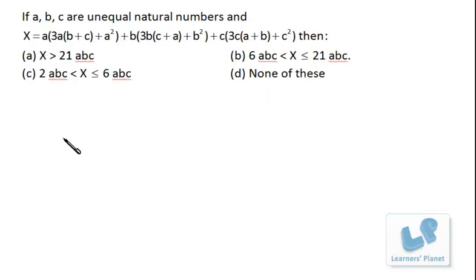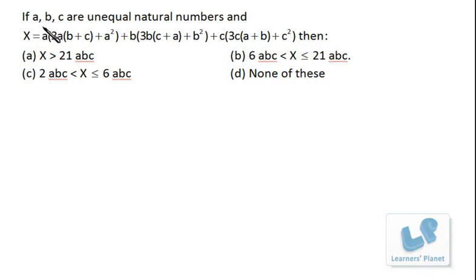Now let's see this problem. If a, b, c are unequal natural numbers, then x is equal to this expression, and we have to find the minimum value of x, or the range of x. Now friends, in this sort of problem, if we try to calculate algebraically, it becomes tedious and time consuming. So what we can do here is just assume some numbers for a, b, c in such a manner that gives the minimum value of x.